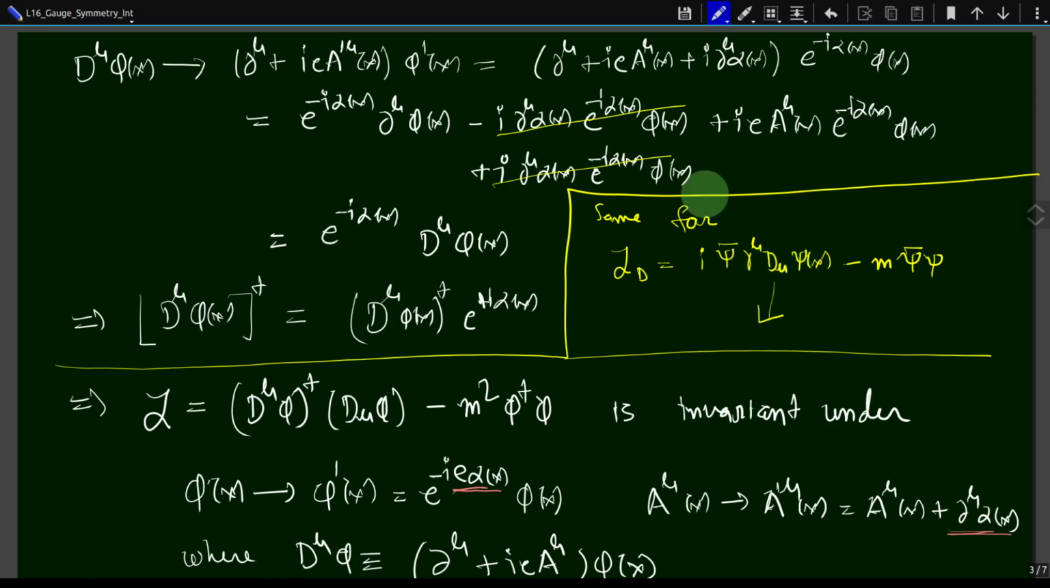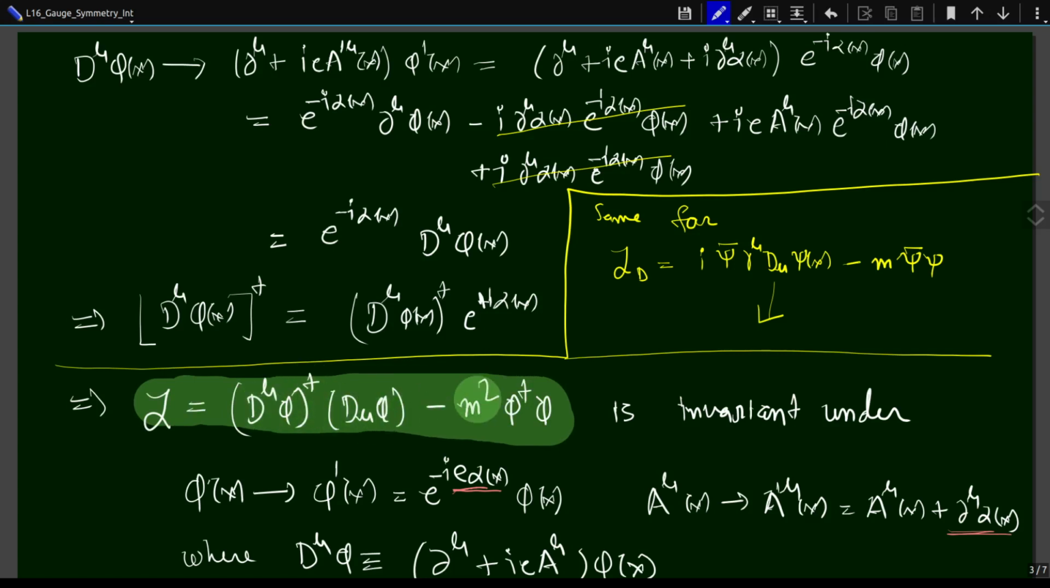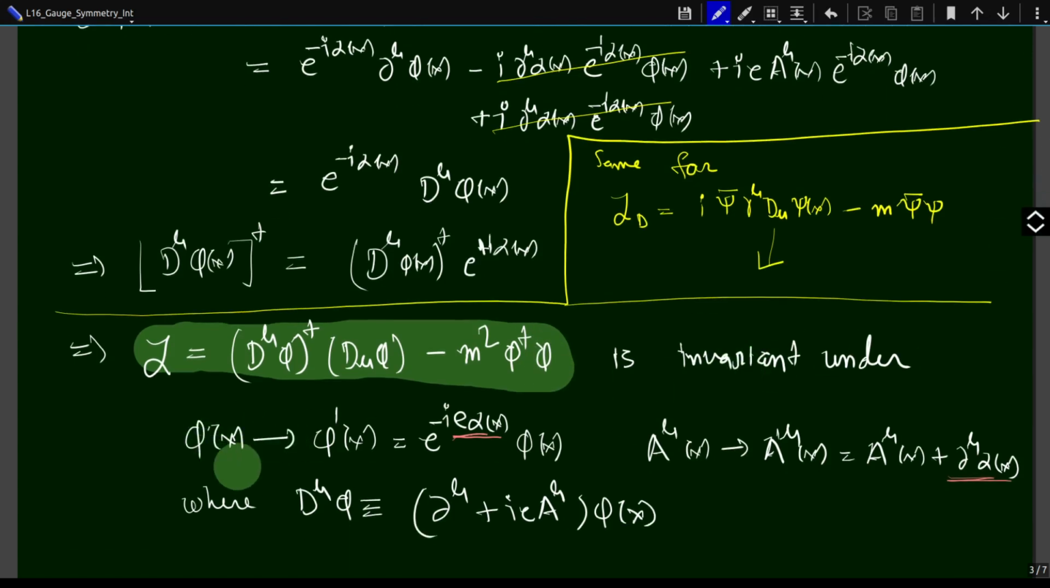With this introduction of the covariant derivative, my Klein-Gordon Lagrangian has become (D_μ φ)† (D^μ φ) minus m² φ†φ, because φ†φ was invariant anyway to begin with. This turns out to be invariant under φ going to φ'(x), which is defined as exp(-i e α(x)) φ. Note I changed the notation. Earlier I was just transforming with the quantity α(x). Now I multiplied an e over here. The reason I will explain in a moment.